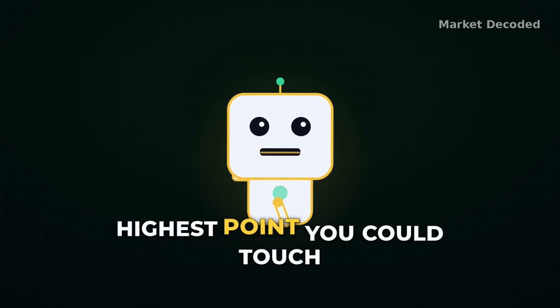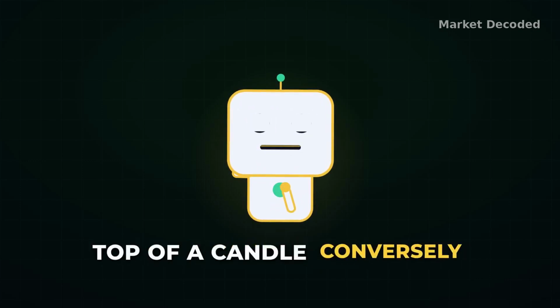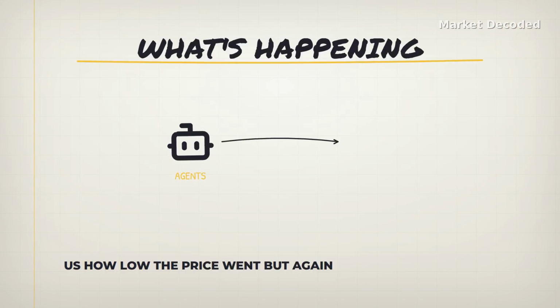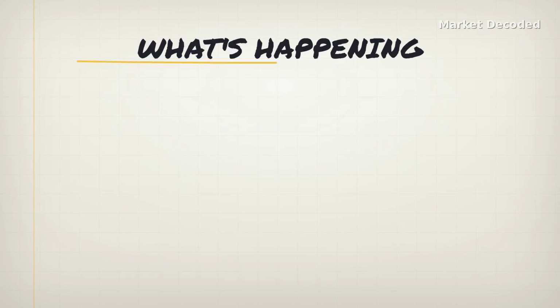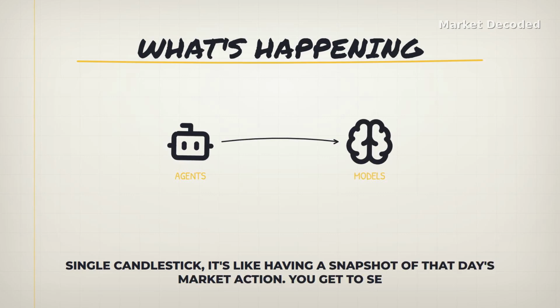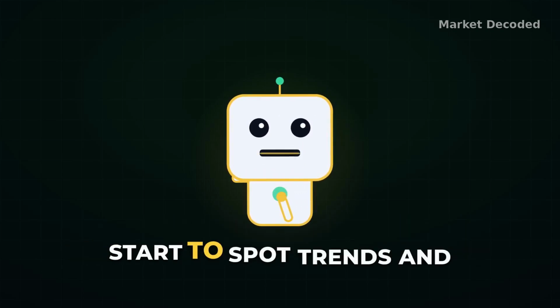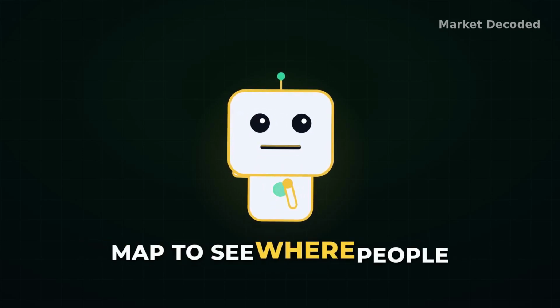Think of it as the highest point you could touch with your finger if you were trying to grab the top of a candle. Conversely, the lower wick tells us how low the price went, but again, not all the way down to the bottom, just like if someone tried to gently push the base of your imaginary candle. So, when you look at a single candlestick, it's like having a snapshot of that day's market action. You get to see how high and low prices went, what the final price was, and where the trading started. And here's the surprising part. By looking at these candles together, traders can start to spot trends and patterns in the market, just like connecting dots on a map to see where people are moving.